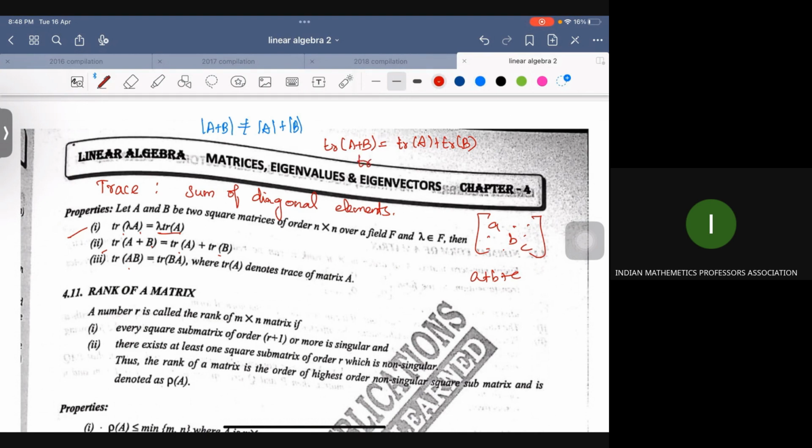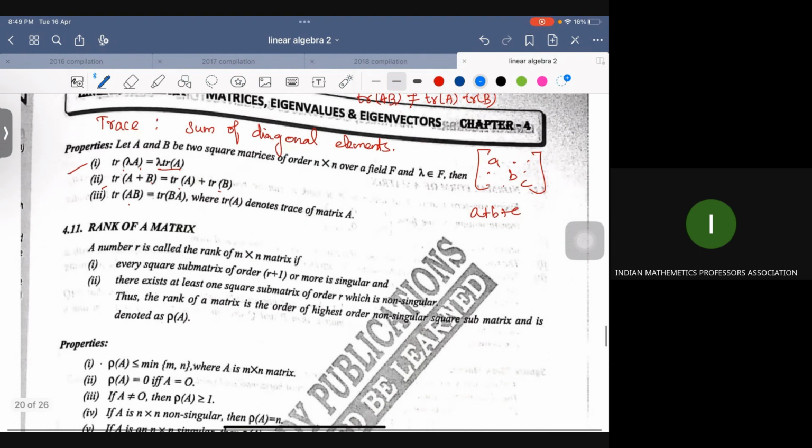Here trace of AB is not equal to trace of A into trace of B, but determinant of AB is equal to determinant of A into determinant of B. For trace and determinant, we have to keep these two conditions in mind. And trace of AB is nothing but trace of BA.